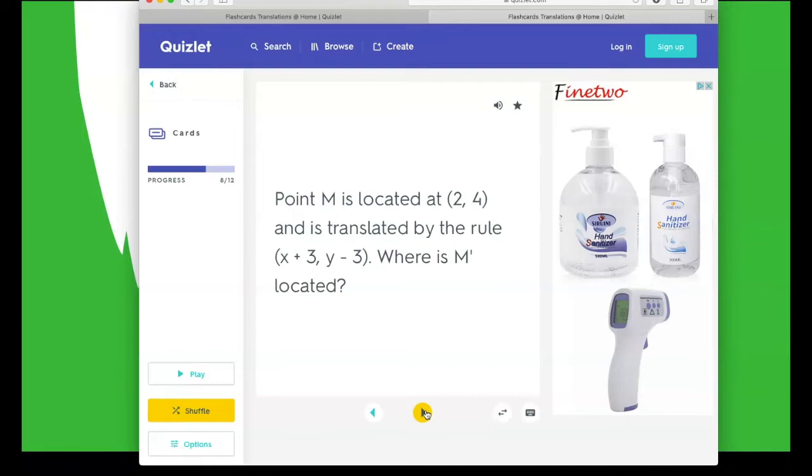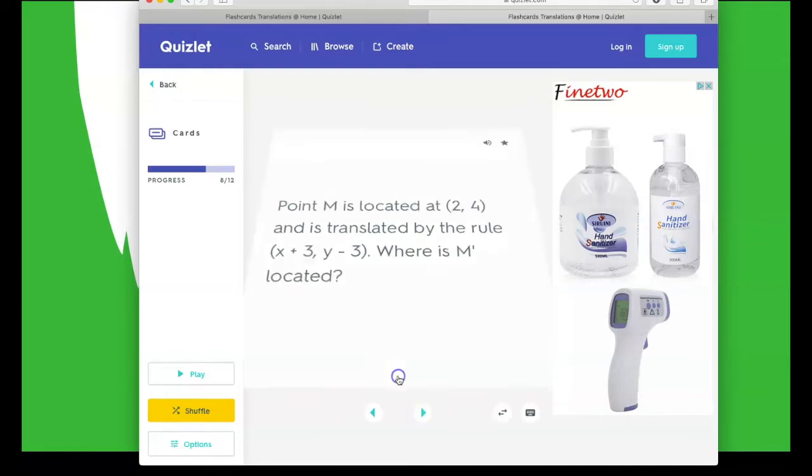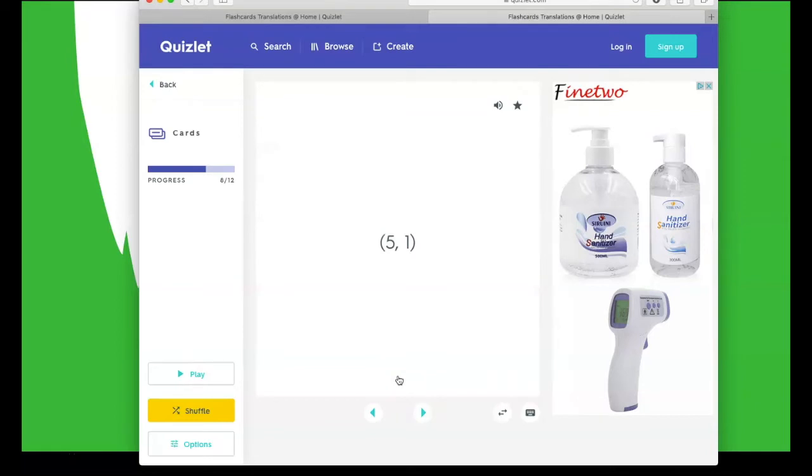Point M is located at (2, 4). What is translated by the rule (x + 3, y - 3)? Where is M prime located? Take your time, do your math, or do it on a coordinate plane and make the move. Totally up to you. Let's see. Easy peasy. You guessed it. The ordered pair (5, 1). Your point will be at (5, 1).